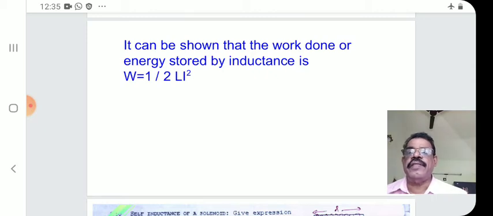L inductance in Henry and I current in ampere. That is an important relation.